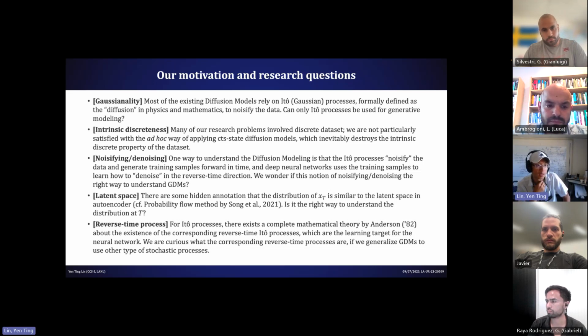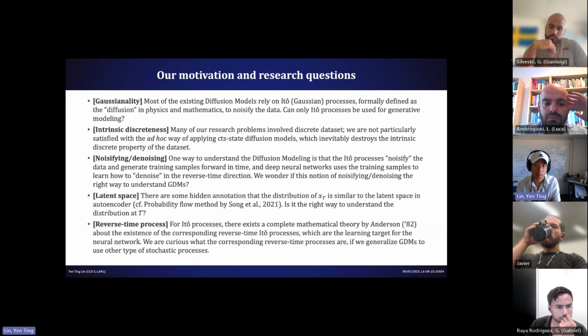The first thing is Gaussianity. Most of these exist in diffusion models, and we had to focus on most of it. They're scattered, isolated ones which do not depend on Ito processes. But here, the Ito process is formally defined as a diffusion in the physics sense, and also in the mathematical sense. So basically, you can describe the probability distribution by the Fokker-Planck equation. Or if you write down the SDE formulation, the fundamental noise there is Wiener, and you use that to noisify the data.